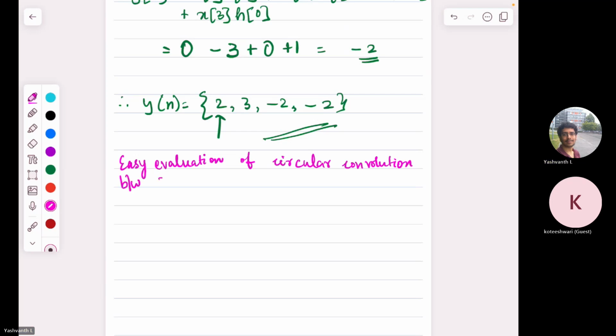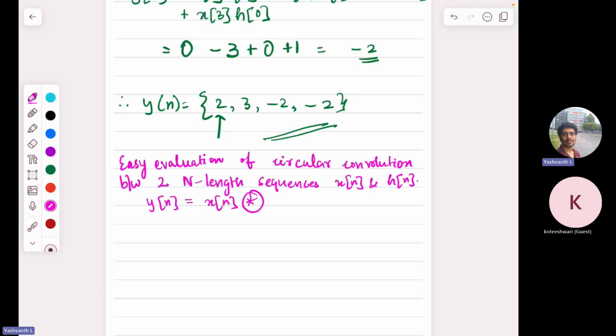Between two n-length sequences x of n and h of n, let's say y of n is equal to x of n circular convolution h of n. Then can you find y of n directly?